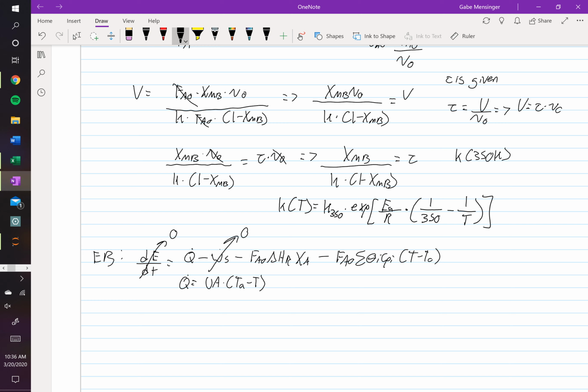Rearranging and making the substitutions, we get that 0 is equal to UA times TA minus T over FA naught, delta HR X, and I'm going to call not XA but XEB, minus theta I CPI T minus T naught.